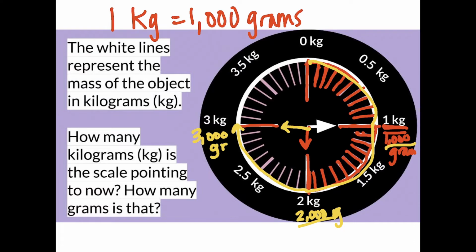And then what if it went all the way around and it's now pointed back up at this 0, which is 4 kilograms? If it goes all the way around and it's pointed back up at the 0, that means from here to here, it's another 1,000 grams. So then I know that I'm at 4,000 grams. So 4 kilograms equals 4,000 grams.